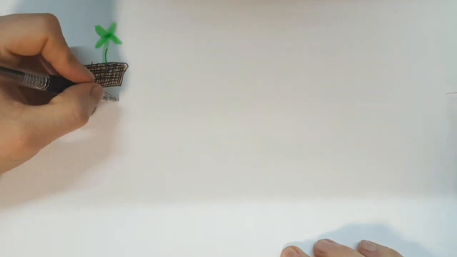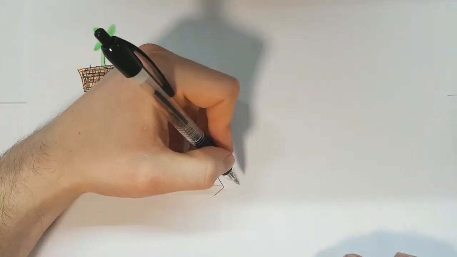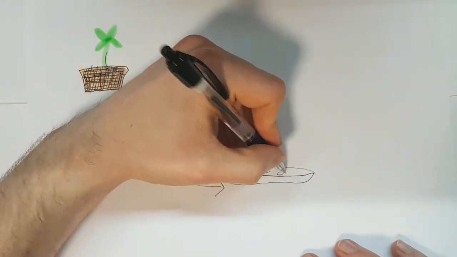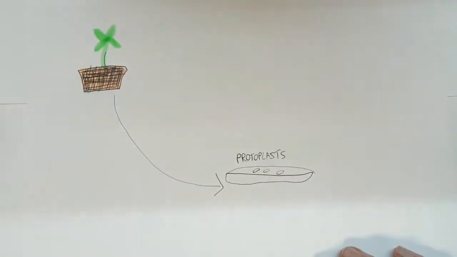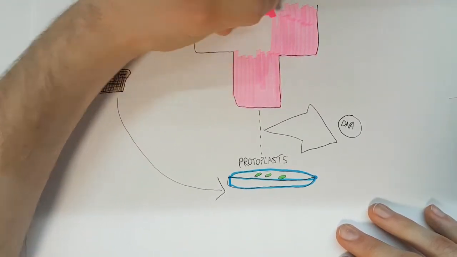In addition to this indirect method of DNA transfer into plants, there is also the direct transfer of DNA. The most common direct DNA transfer method is particle bombardment. This involves using protoplasts or meristem cells from plants.